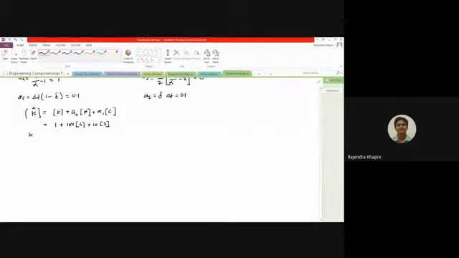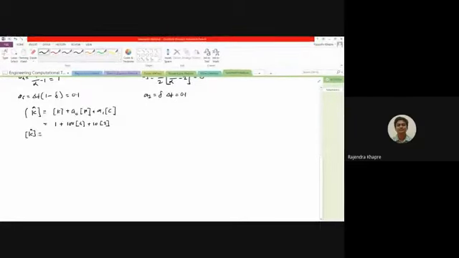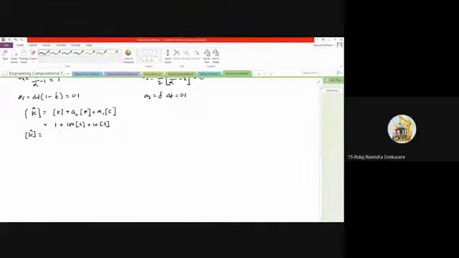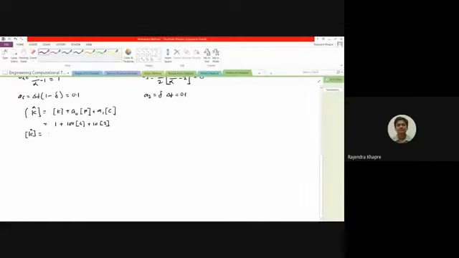So your effective stiffness matrix will be 400 plus 20 plus 1. Sorry, 421, sir. 421. Okay, so this is the completion of the first step.